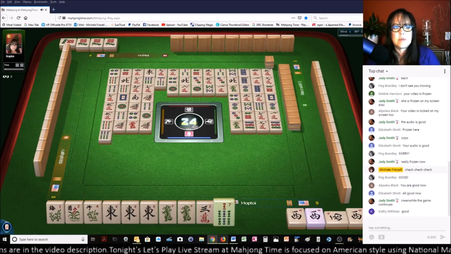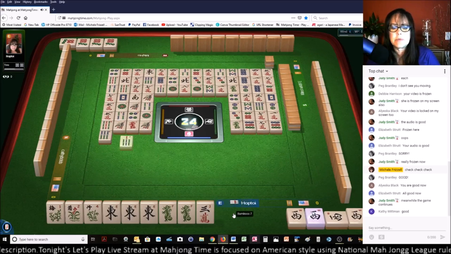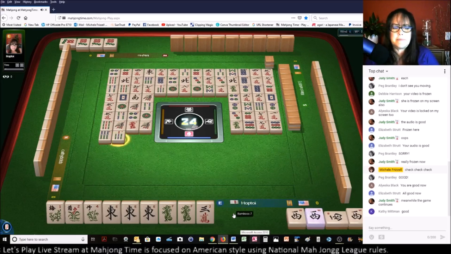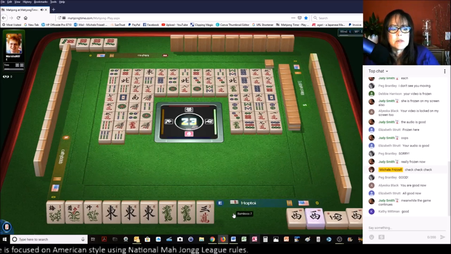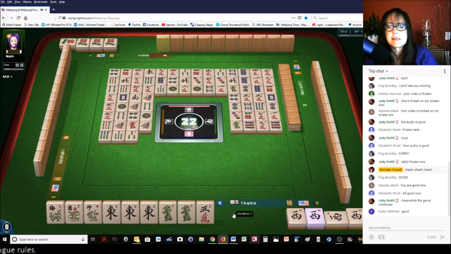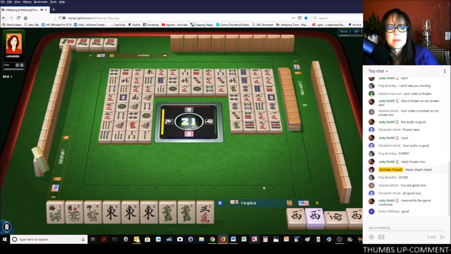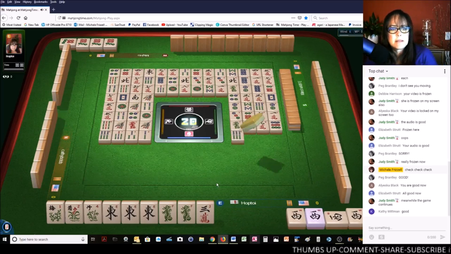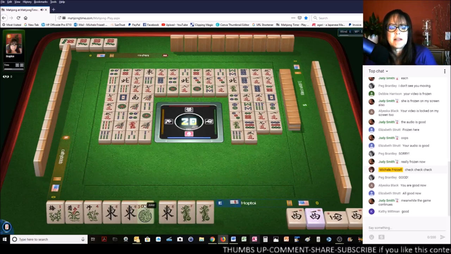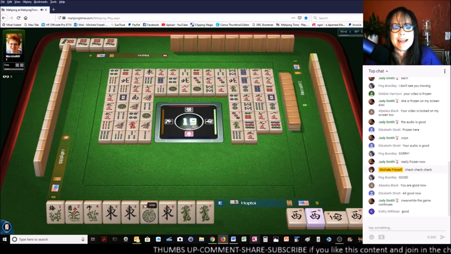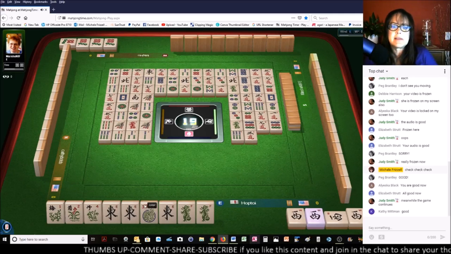Six bamboo. Oh, we need a joker badly at this point. Really badly. There, seven bamboo. This west is available, by the way. So, let's see. I don't think I missed anything through that technical difficulty. Three bamboos. The game does continue. The show must go on. Two bamboos. That's what my mom would say. The show must go on, people. Six bamboos. We got the joker. Look at that. We got it.